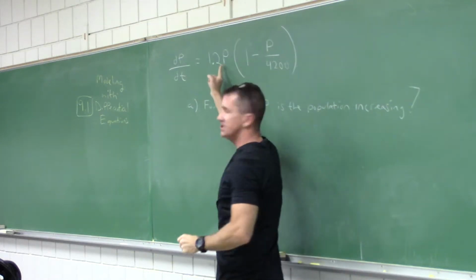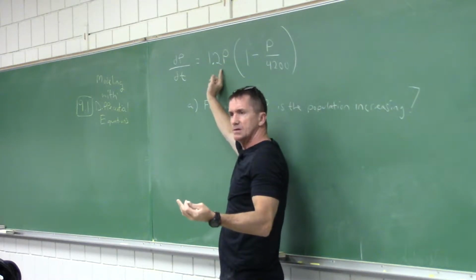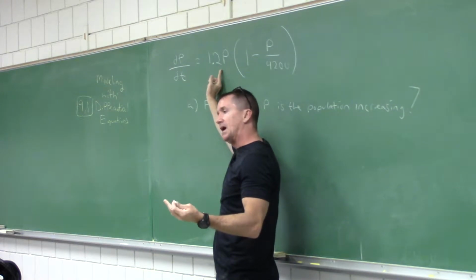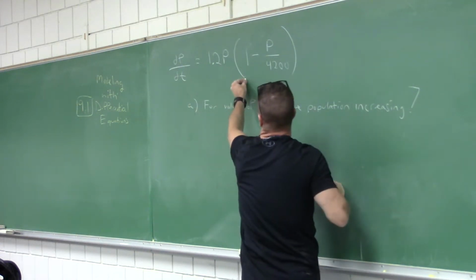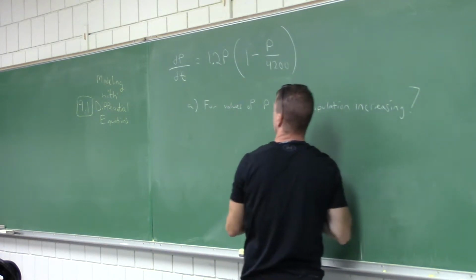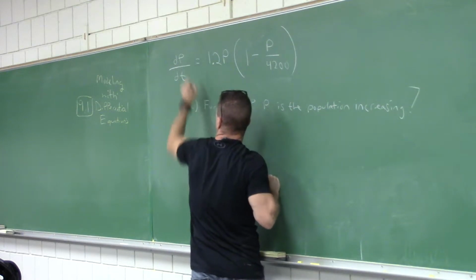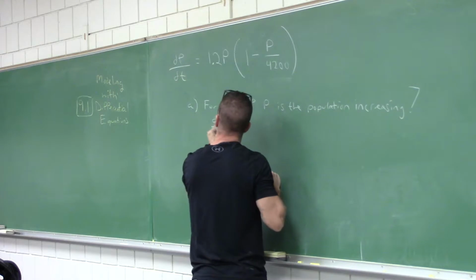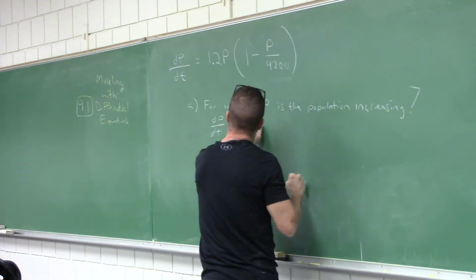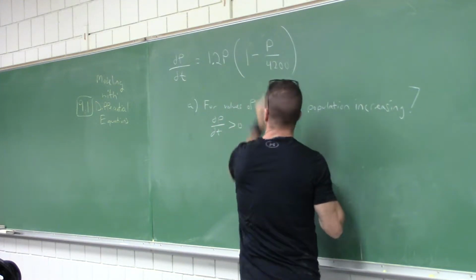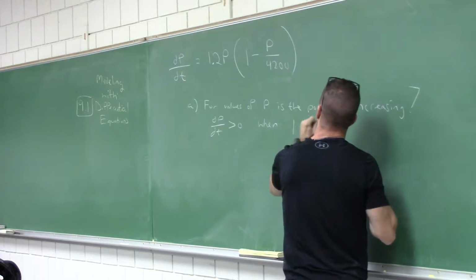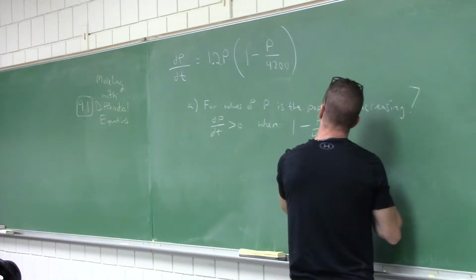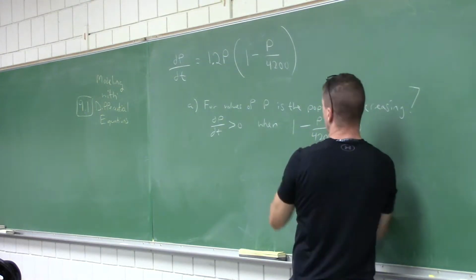Because when population p, you can think of people, it's always going to be positive. So our focus is right here. This is our math problem. If we're trying to see when dp dt is greater than 0, then I'll say dp dt is greater than 0 when this right here is greater than 0. And I'll step away so everyone can see this. This becomes our math problem.